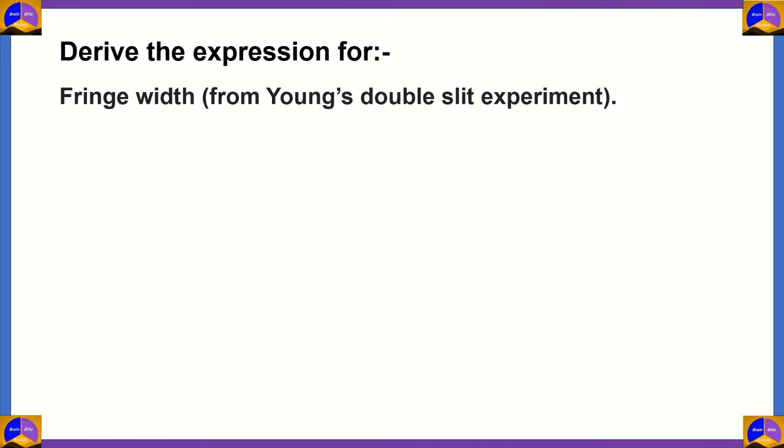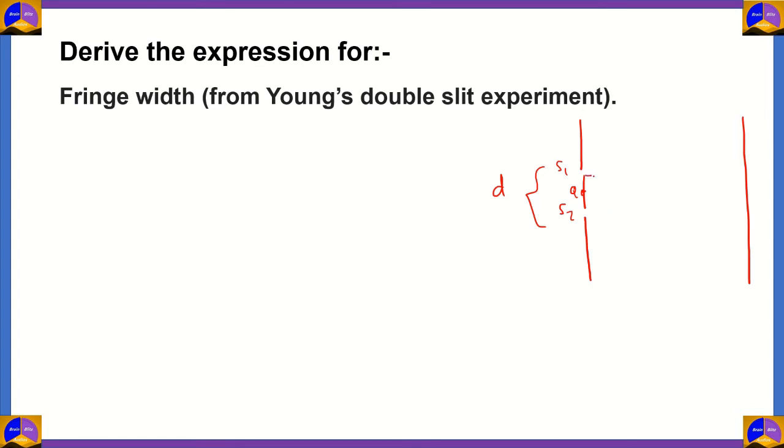Now let's look at another derivation. So in here we need to derive the expression for fringe width from the Young's double slit experiment. So basically in this derivation we'll be looking at the Young's double slit experiment in detail. So if we draw the diagram, you have a screen here on the right hand side and on the left hand side you will be having two slits. So the slits are S1 and S2, and their midpoint is Q, and the distance between them is D.